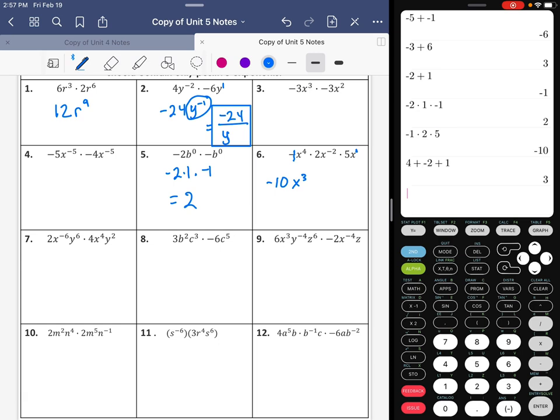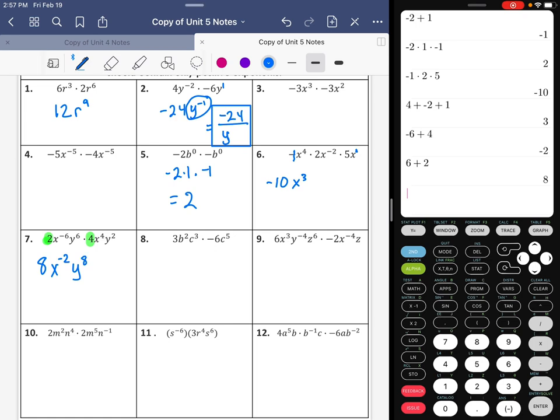All right. In number 7, we have some coefficients. We have some negative exponents. We have some x's. We have some y's. So let's do that one. The first thing, just like before, we're going to start with multiplying these coefficients. And you know they're coefficients because they're big whole numbers, not little exponents. So 2 times 4 is 8. Then let's look at x. So we've got negative 6 plus 4 for the exponent on x. So that's negative 2. Then let's look at y. We've got 6 plus 2, which is 8.